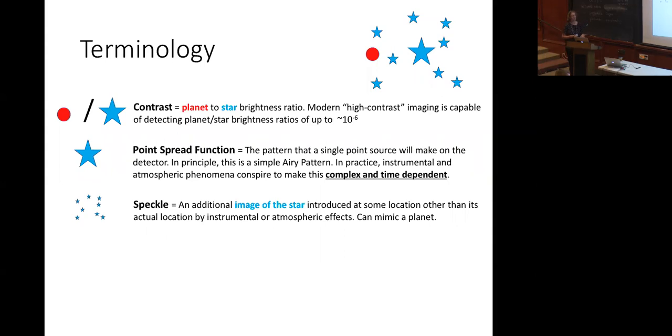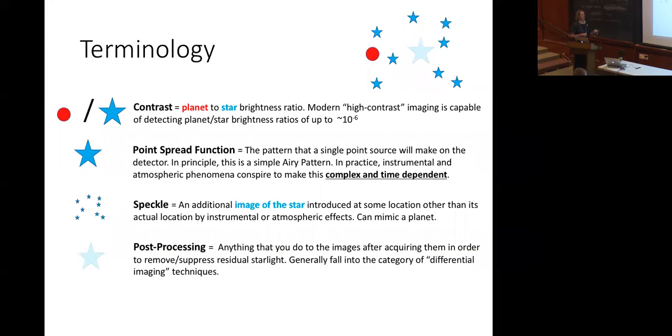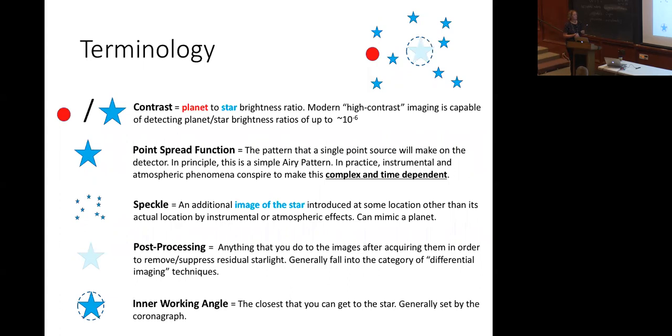Jared introduced the idea of a speckle. Essentially, they're images of the star that are introduced into the images, and those are our principal sources of confusion. There are things that can masquerade as planets, and so a lot of what I'll be talking about is techniques to distinguish a speckle from a real planet. Post-processing, which is most of what I'm going to be talking about, is anything you do to suppress the light from the central star as effectively as you can.